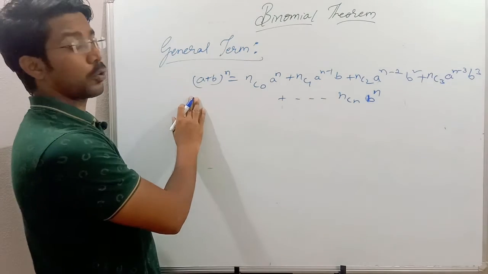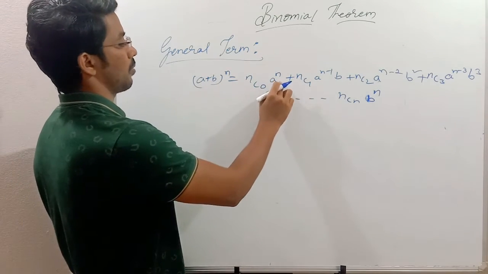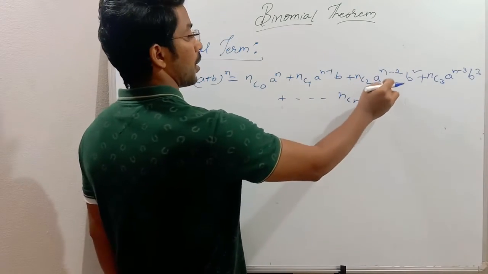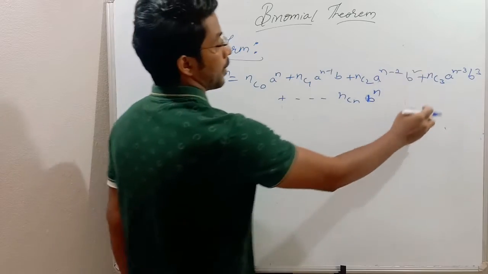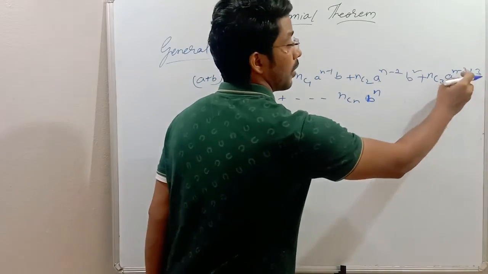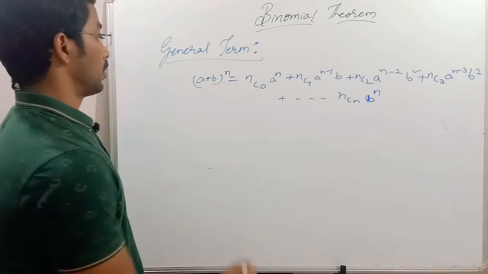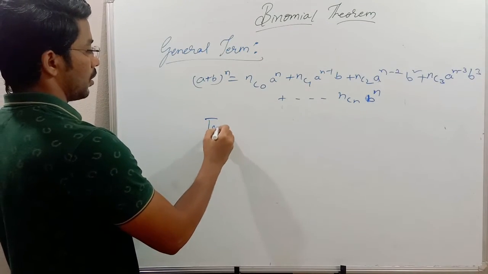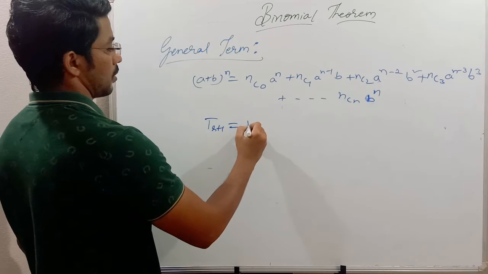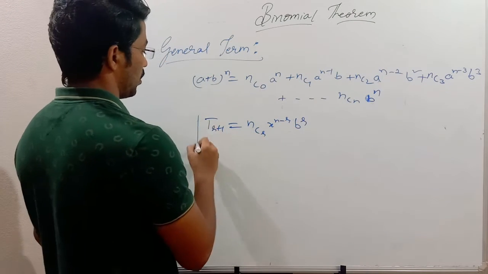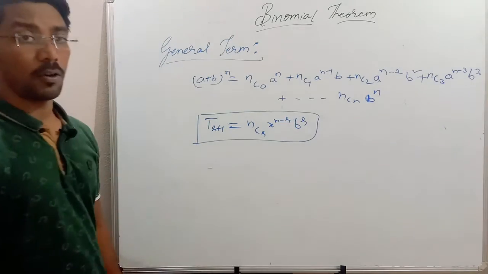Now coming to the general term, (a + b)^n. We know that the (a + b)^n expansion is nC0 a^n + nC1 a^(n-1) b^1 + nC2 a^(n-2) b^2 + nC3 a^(n-3) b^3, and so on, up to nCn b^n. So we have the general term formula as nCr a^(n-r) b^r. So this is the most important formula of the binomial theorem.